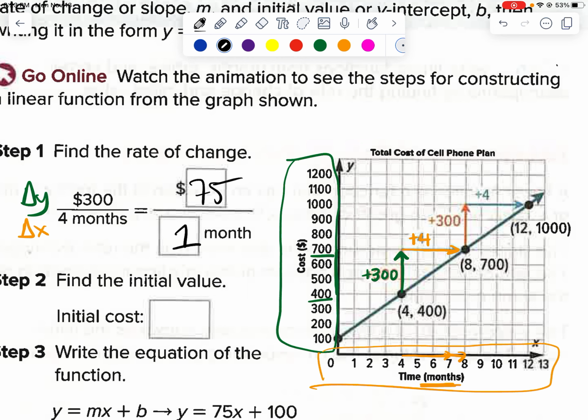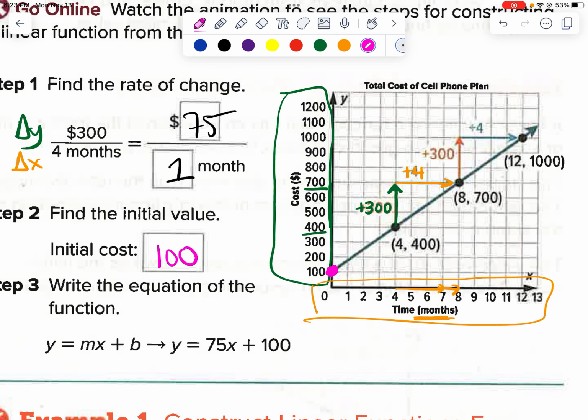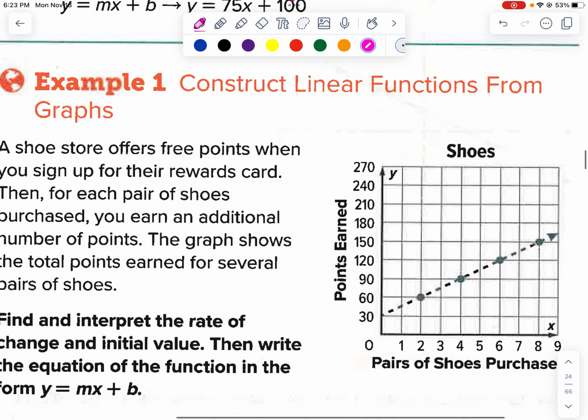The initial cost, that is where it starts off at. Where did it start? It started at 100. So if I was to put this in y equals mx plus b form, the slope came from right here and it goes right there. The y-intercept came from right there, so it goes as the constant. Okay, so we're going to look at this.